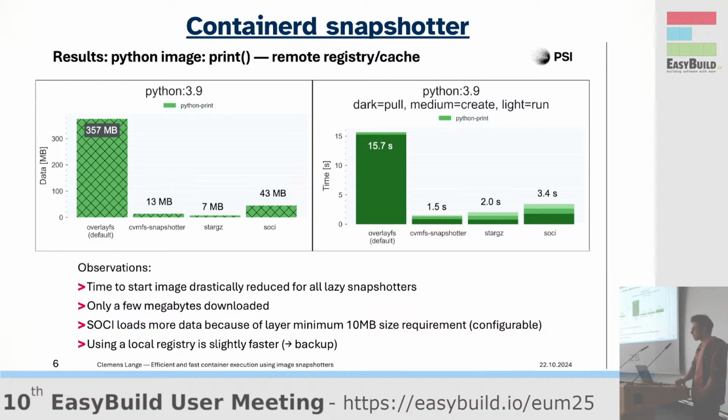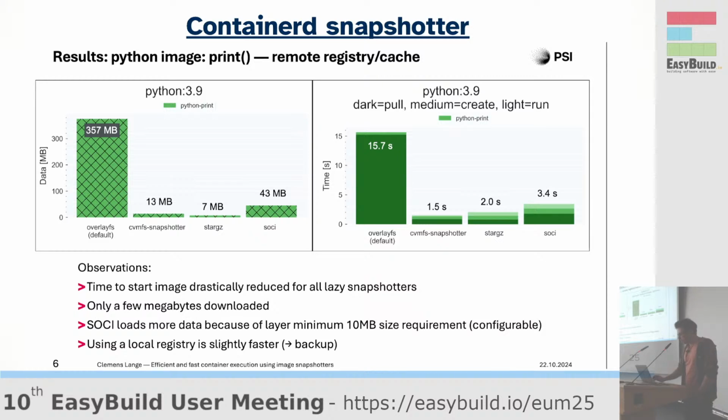Another way to use this nowadays is through containerd. containerd allows you to write snapshotters, and a couple of snapshotters have been written that allow you to do lazy loading. You can see that, apart from our snapshotter that uses CVM-FS to load the layers, there are Stargz and SOCI, the newer snapshotters. All of these allow you to drastically reduce the startup time for containers and the data that you actually need to download.